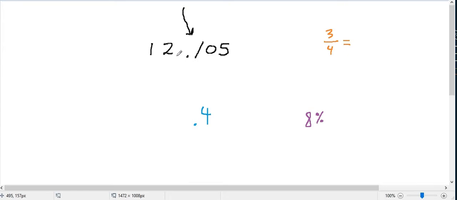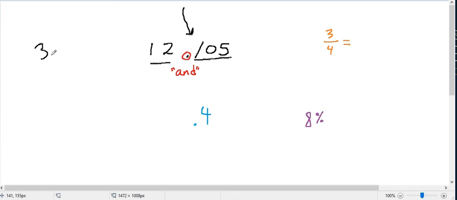Now if I had a number in front of that, like 12, I say 12 just like I do when I don't have the decimal. I say 12. For this part, I say and, 105 thousandths. Say it again with me. 12 and 105 thousandths, okay? I'm going to expect that now in class instead of 12.105. I'm going to expect 12 and 105 thousandths.